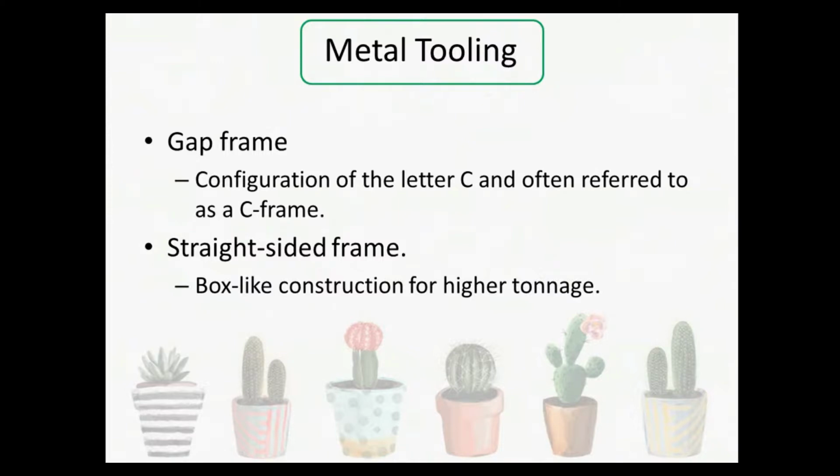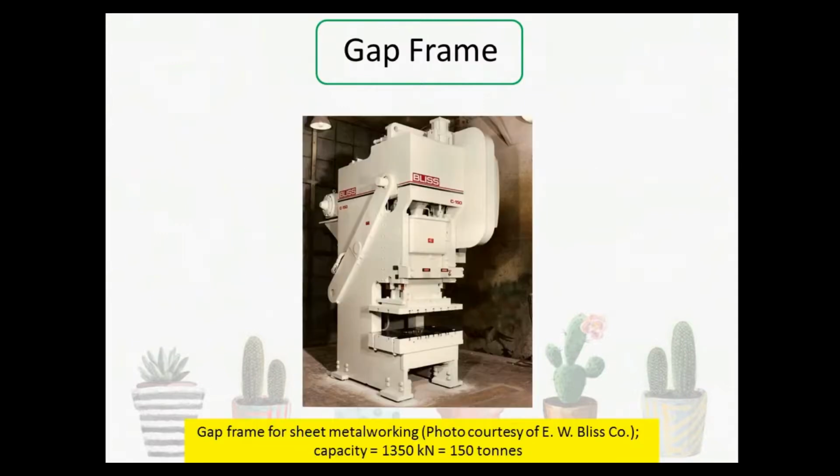Next, there are 2 frames of metal tooling. Number 1 is gap frame and number 2 is straight-sided frame. Gap frame is a configuration of the letter C and often referred to as a C frame, while straight-sided frame is box-like construction for higher tonnage. This is a gap frame with single arm. This is a press brake.